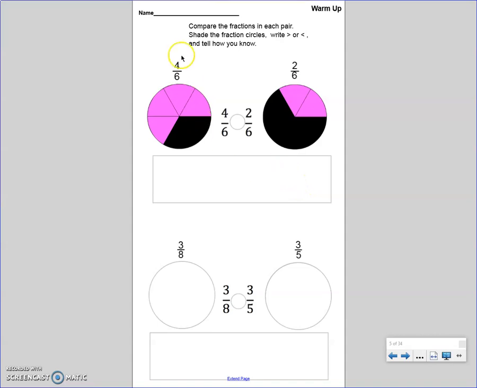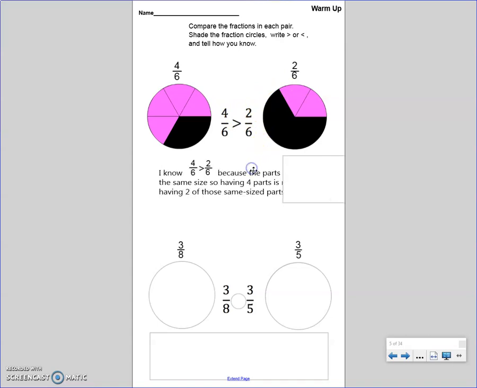I can easily compare 4/6 and 2/6. I can see that 4/6 covers more space than 2/6. So I know that 4/6 is greater than 2/6. I know 4/6 is greater than 2/6 because the parts, sixths, are the same size. So 4 parts is more than 2 of those same sized parts.